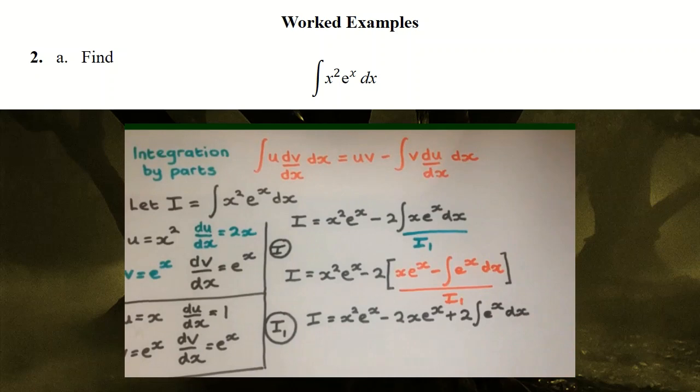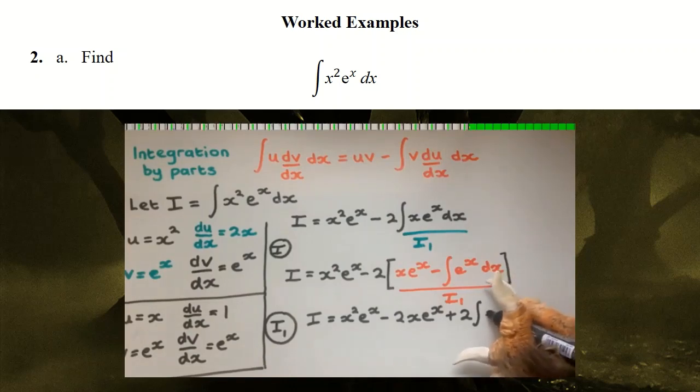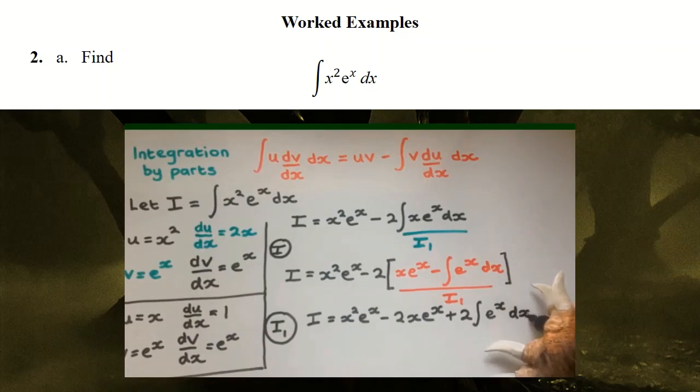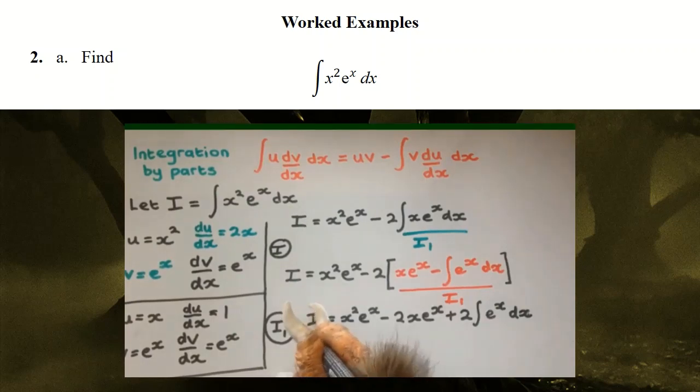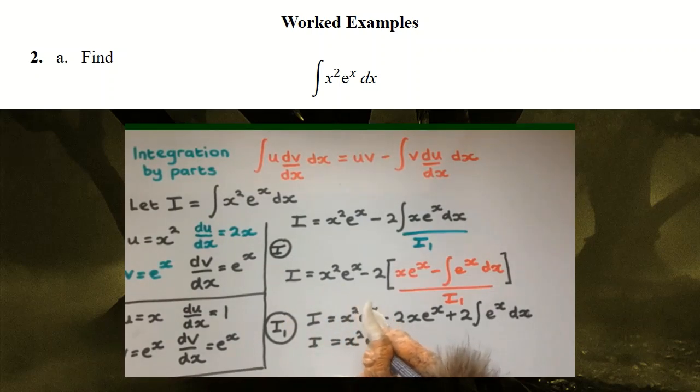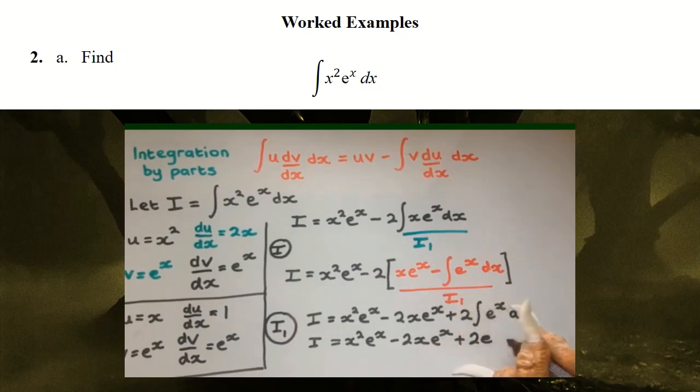In fact, that doesn't look much like an e. I'll just do that bit again. That better. Okay, so now we've done that bit. So again, integrating e to the x does nothing, so the next step is quite straightforward. So I is going to equal x squared e to the x, subtract 2 lots of x e to the x, plus 2 e to the x, and then plus the constant of integration.